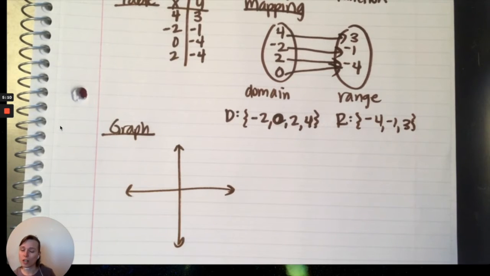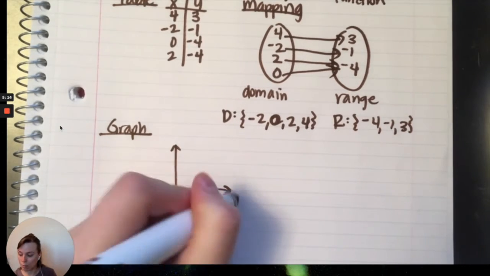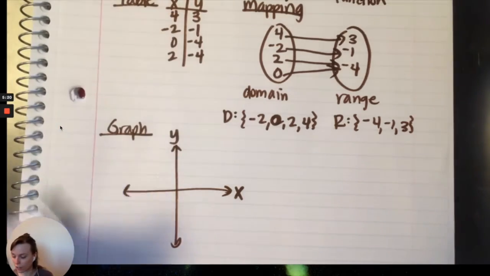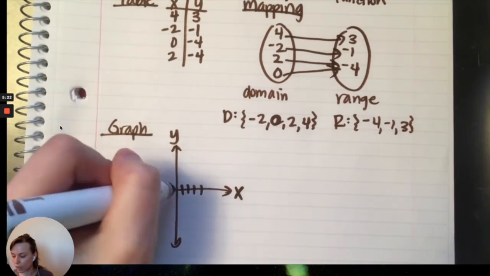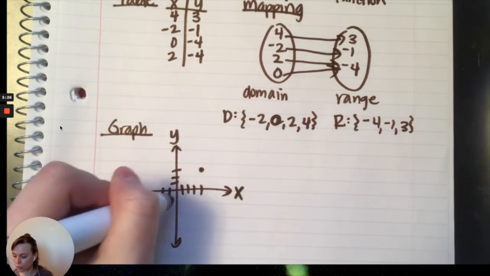And you're going to draw so many axes, you're going to get so good at this. So remember to put arrows. And this is, remember, our x-axis and our y-axis. And let's plot them. So I'm going to plot 4, 3 first. So I'm going to go 1, 2, 3, 4 to the right, 3 up. I'm going to go -2, so left 2, down 1.